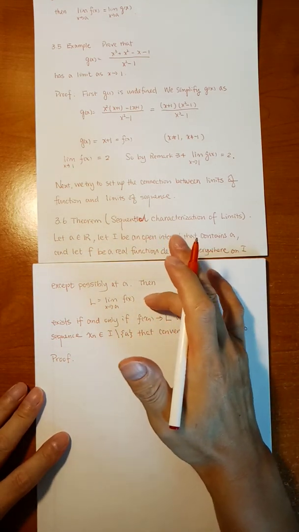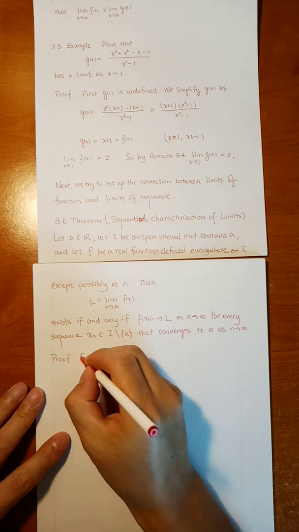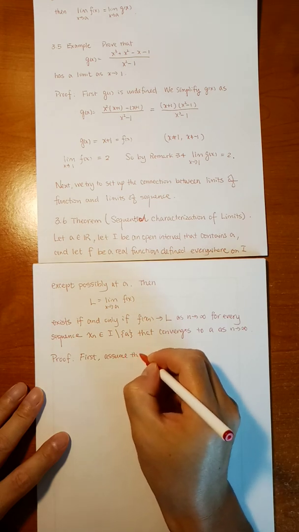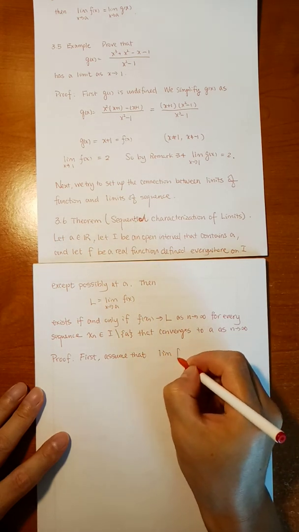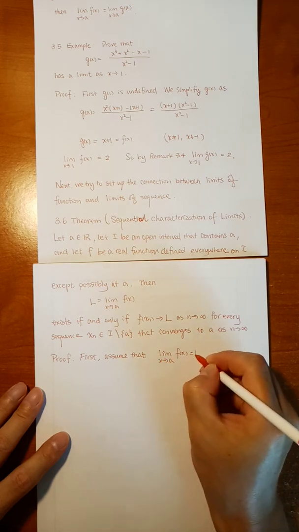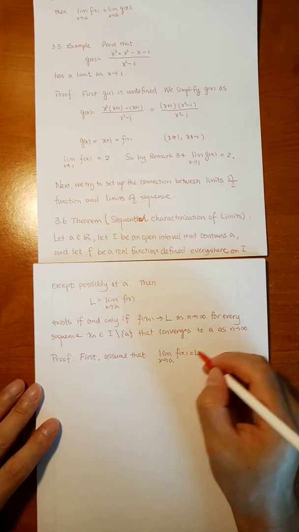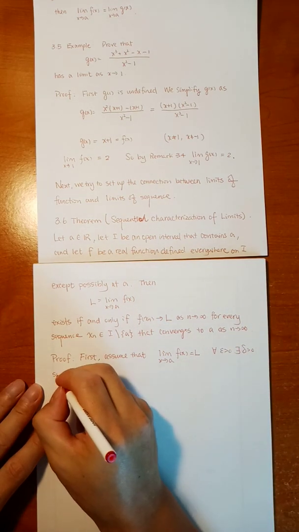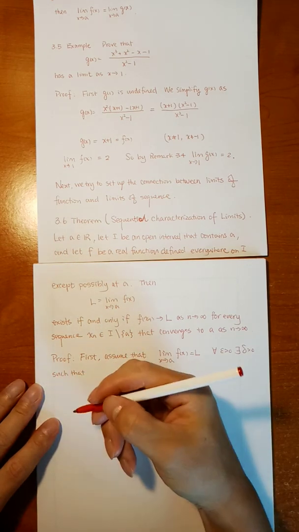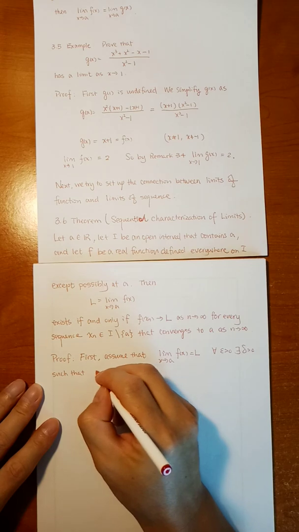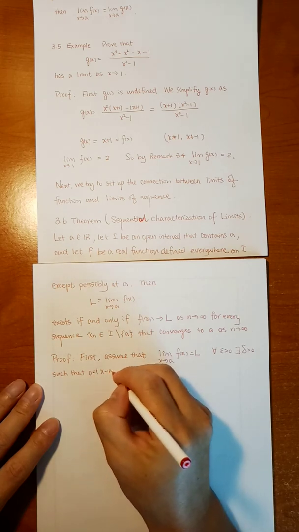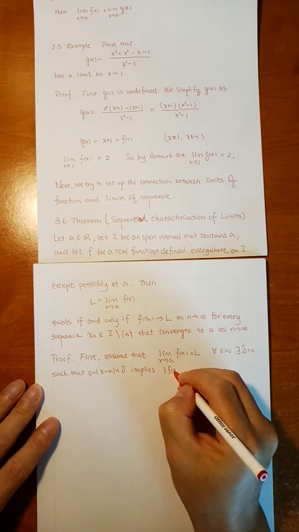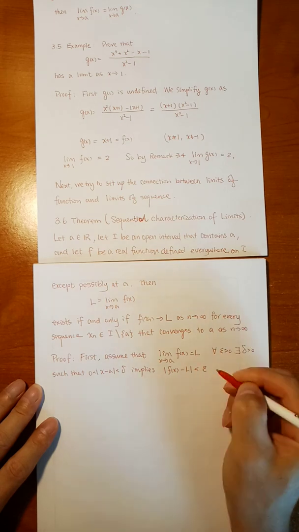Well, okay, let's prove it. First, let's assume this function has a limit. Assume that the limit of f of x as x approaches a is equal to L. Then by the definition, given epsilon greater than 0, there exists a delta greater than 0 such that whenever 0 is less than the absolute value of x minus a, which is less than delta, it implies the absolute value of f of x minus L is less than epsilon. Okay, so that's it.